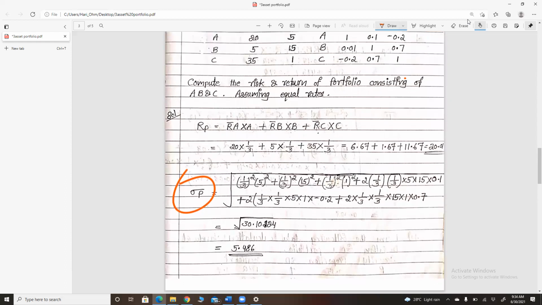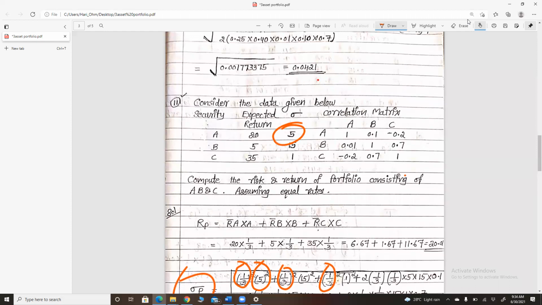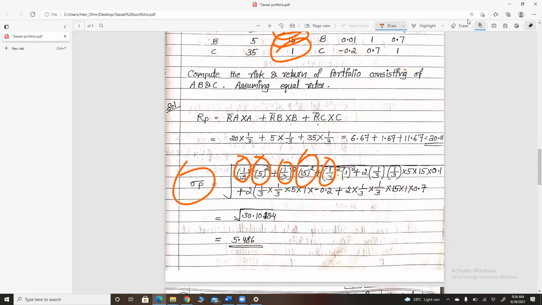See, for x1 square, for all three the proportion is the same, that is 1/3, 1/3, and 1/3. Then next is standard deviation 1 square. Standard deviation 1 is nothing but 5. Standard deviation 2 is nothing but 15. Standard deviation 3 is nothing but 1. Is it clear? Standard deviation 1 is 5, standard deviation 2 is 15, standard deviation 3 is 1.